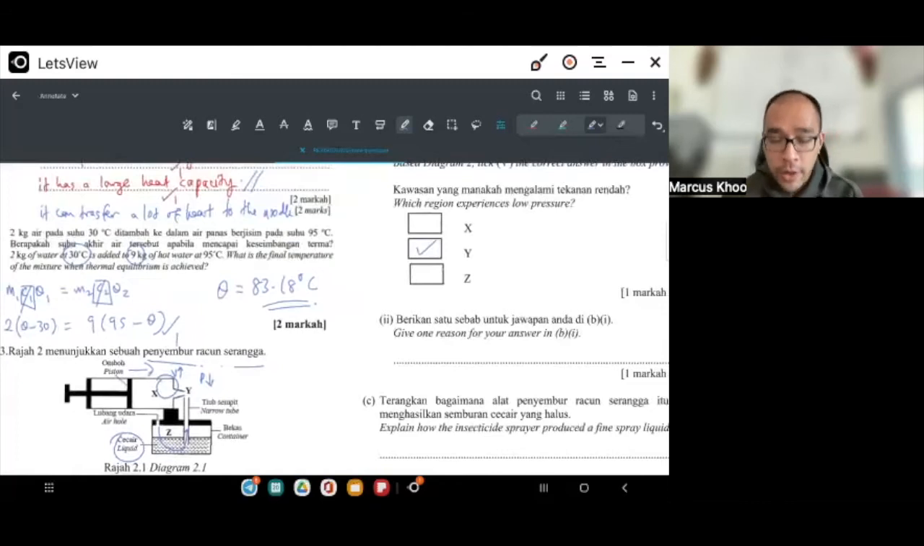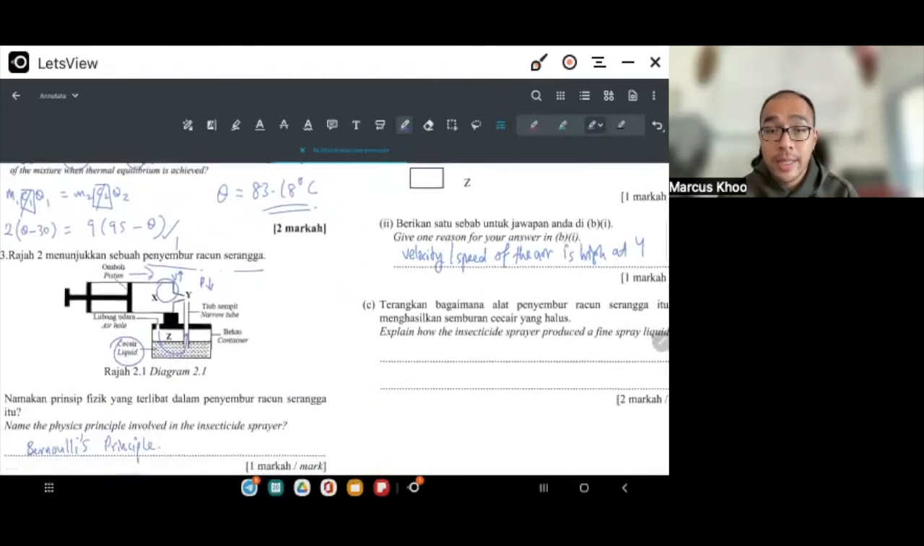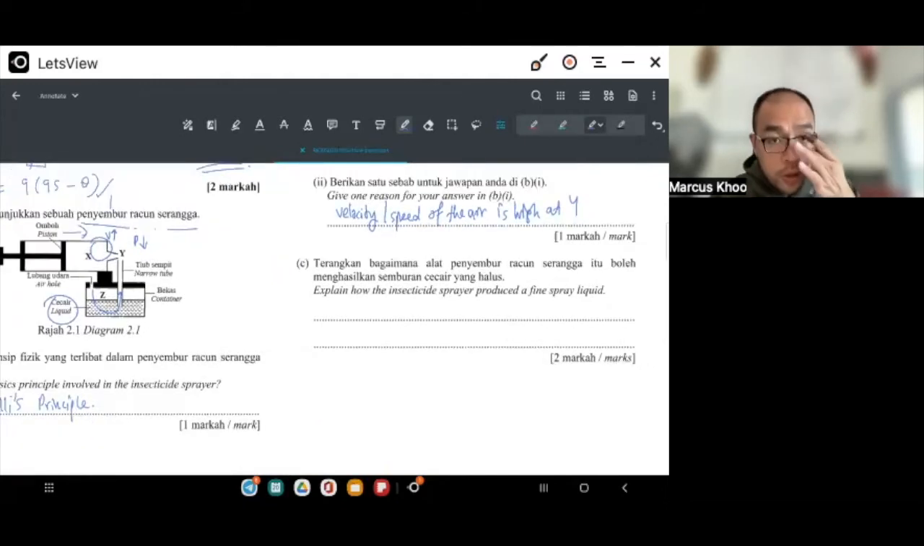Give one reason for your answer in B. So they say the velocity or the speed of the air is high at Y. Next, explain how the insecticide sprayer produces a fine spray liquid. So it will have something to do with the atmospheric pressure pushing the liquid up the narrow tube. So that's number one.